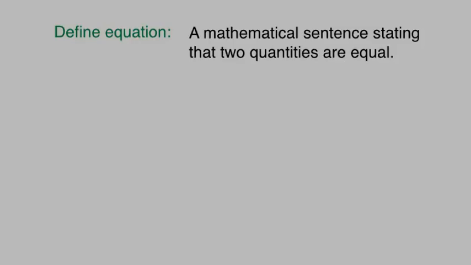An equation is a mathematical sentence stating that two quantities are equal. A quick example would be 3 plus 2 equals 5. 3 plus 2 on the left is one quantity, and it's equal to the quantity on the right, which is 5.